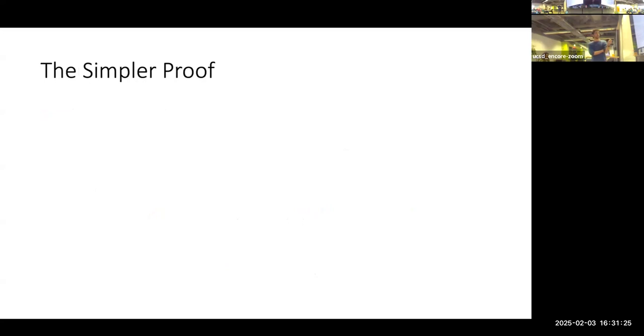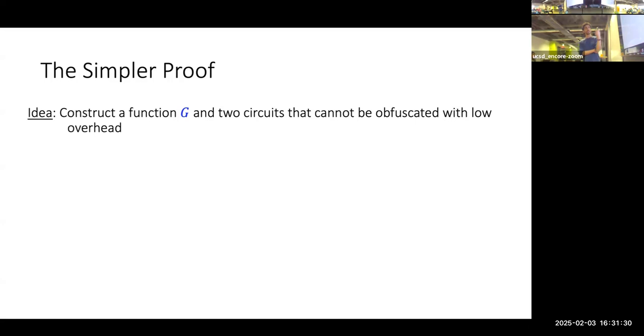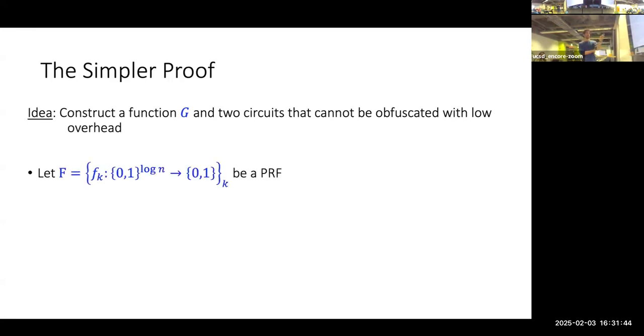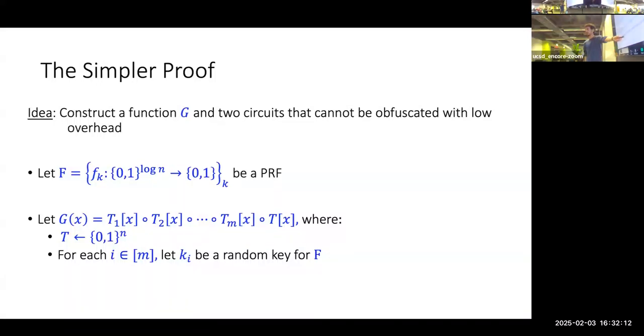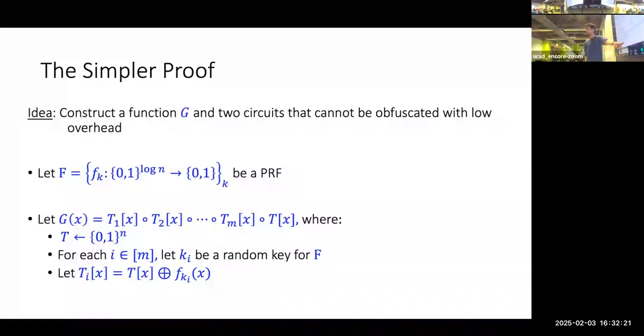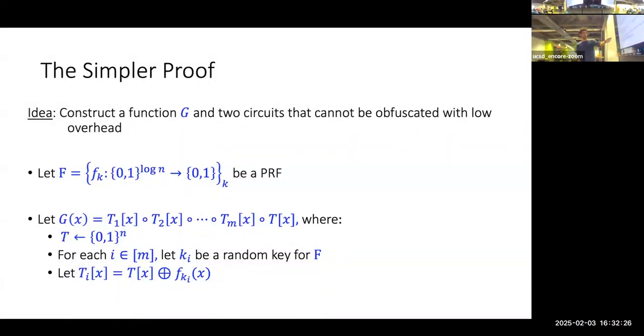So now, using pseudo-random functions, we can construct a family of functions and circuits such that the circuits cannot be obfuscated using low overhead obfuscation. The idea is to first define the function that the circuits compute. We construct a function that takes log n bits and outputs n+1 bits, which are a concatenation of n+1 functions, such that the last function T is just a random function from log n bits to 1 bit. All the other functions are computed as follows. For each index i we sample a random key for the PRF. Then we define Ti to be the XOR between the output of T on an input X and the output of the pseudo-random function on the input X. Then we take m such functions and concatenate them. So this is the function.